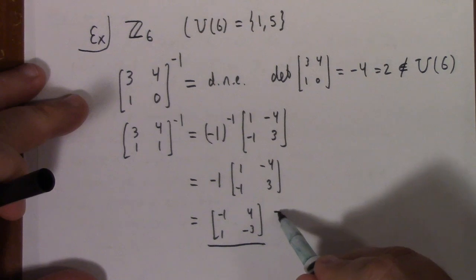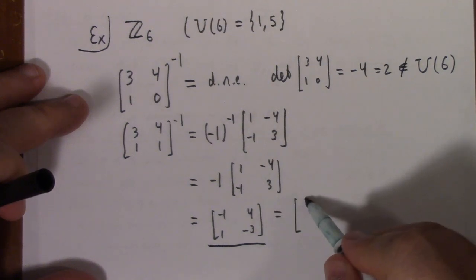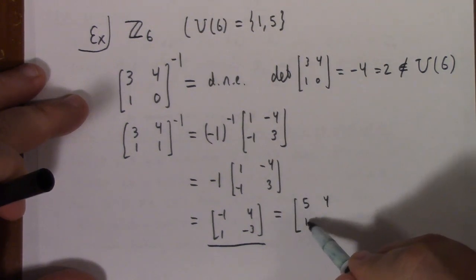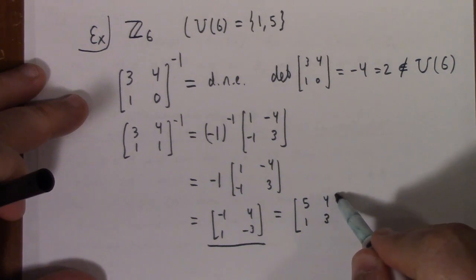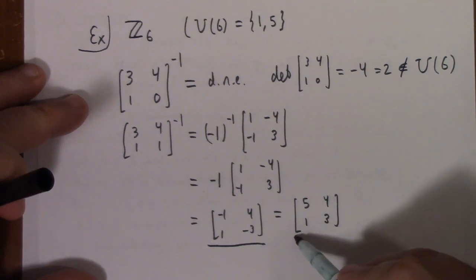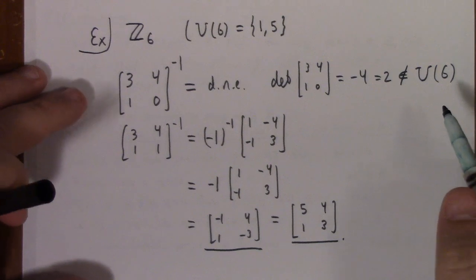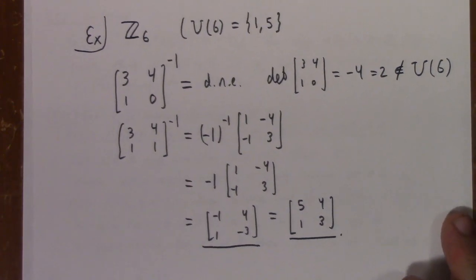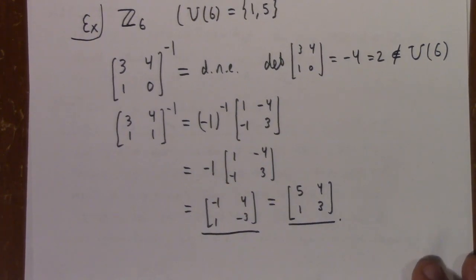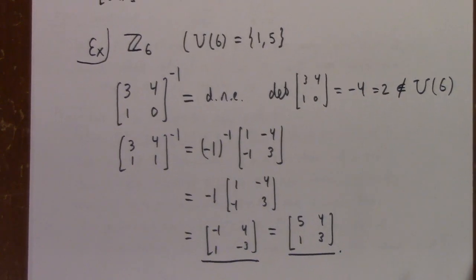Of course, we could clean that up a bit. We could write that instead as 5, 4, 1, 3, if you want to write it in terms of positive representatives or residues. But there you go. This is how you find the multiplicative inverse in Zn over Zn, just like that.